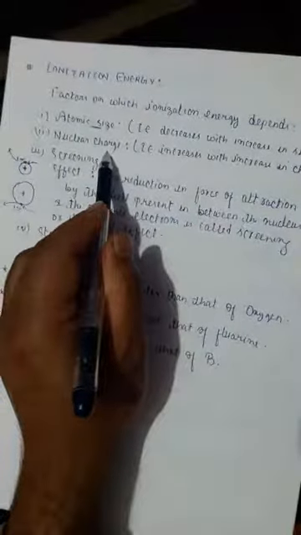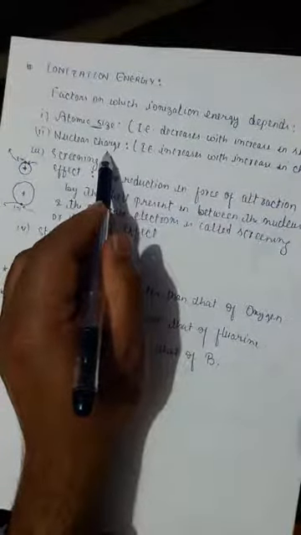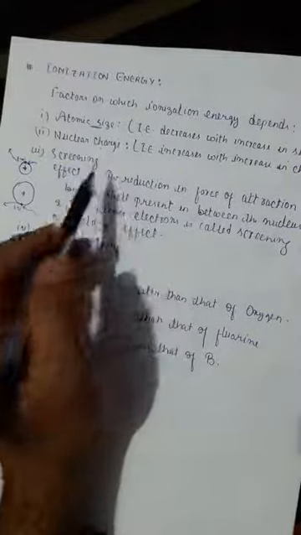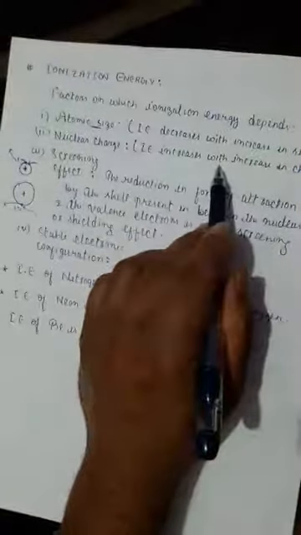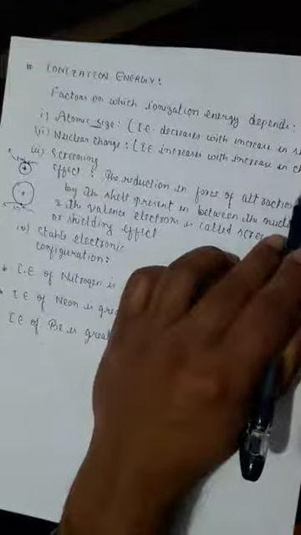This is clear. Now nuclear charge. Now you should be able to tell me how ionization energy varies. If there is increased nuclear charge, then the outermost electrons will be strongly bound to the nucleus. That means you need to spend more energy to remove this electron. Hence ionization energy increases with increase in nuclear charge. Okay, the third point is screening.